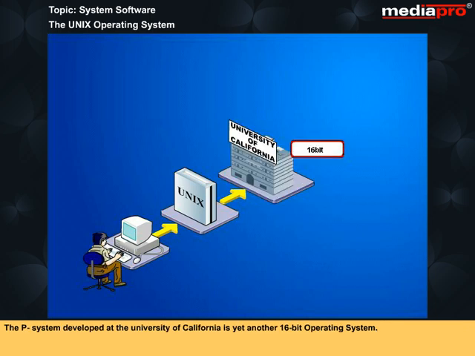The P system developed at the University of California is yet another 16-bit operating system.